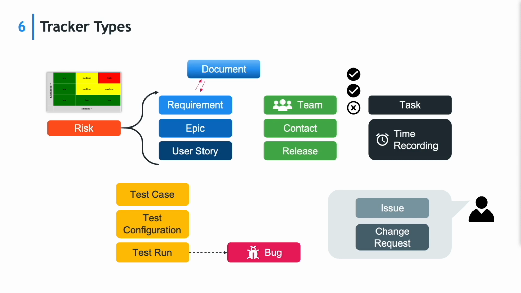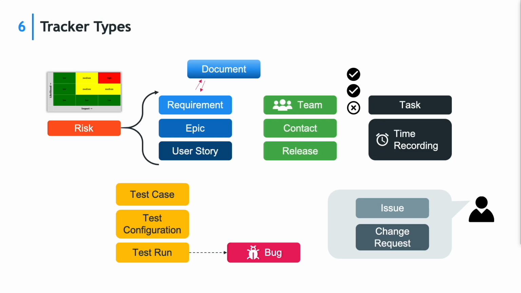And when it comes to test management, we can use test case, test configuration, and test run trackers. During the testing, we can report bugs into bug type trackers. We have issue type tracker for incident management and change request type tracker for change management. And these were only the main tracker types in CodeBeamerX. You can find more. Let me add some additional notes.